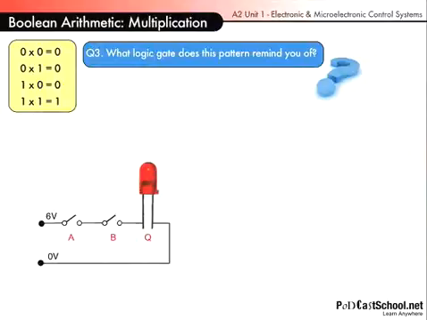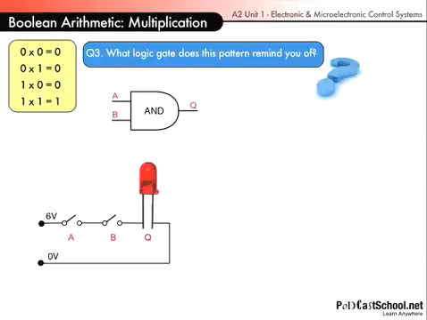Okay, what logic gate then? So if that was addition before, this is multiplication. So have a look at this. 0 times 0 equals a 0. A 0 times 1 is a 0. 1 times 0 is a 0. That's normal. A 1 times a 1 is a 1. So what logic gate does that remind you of?